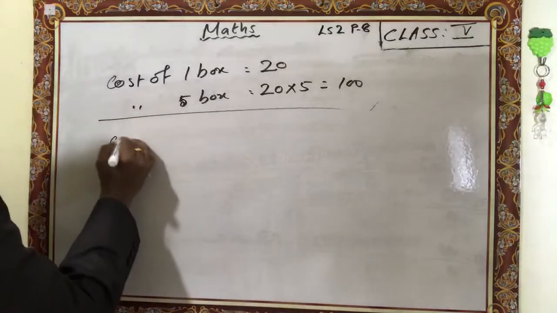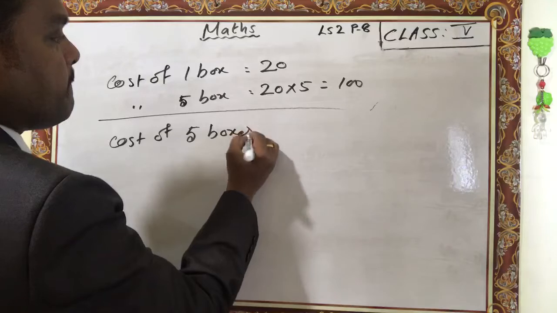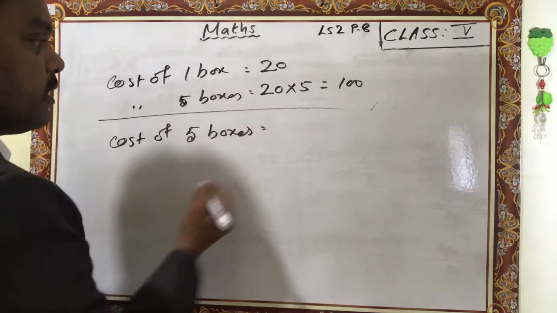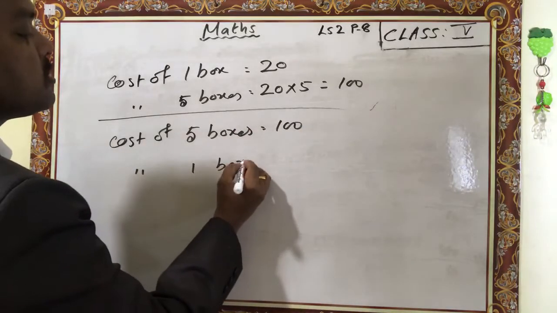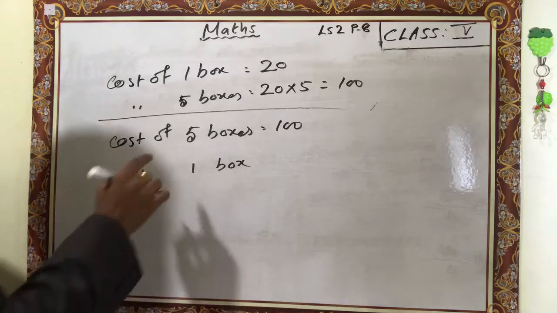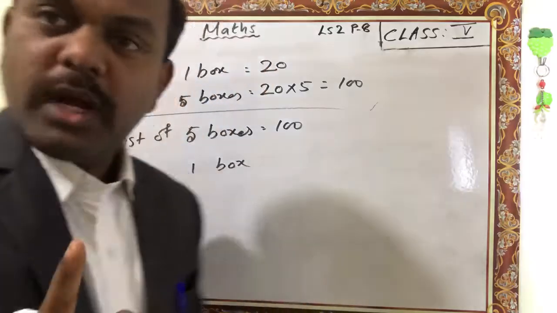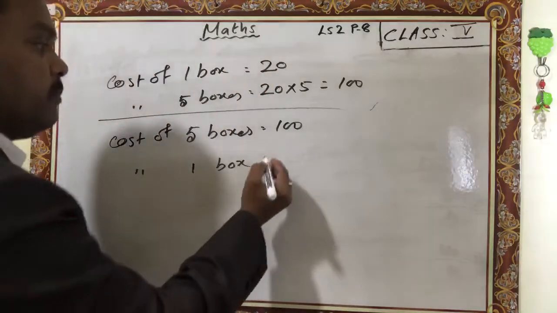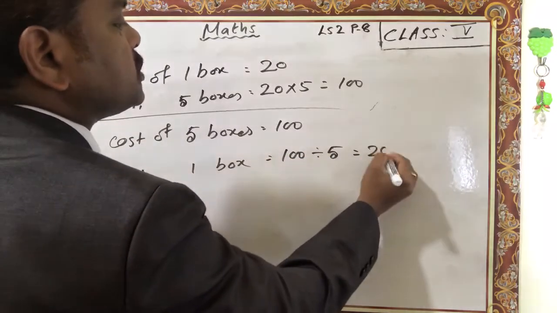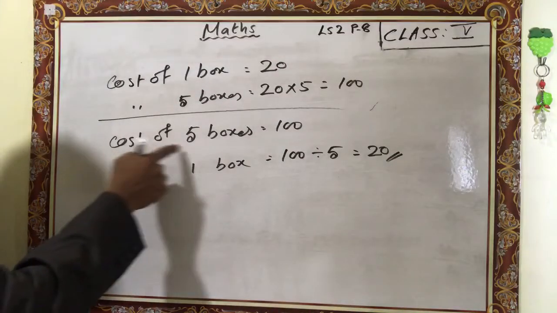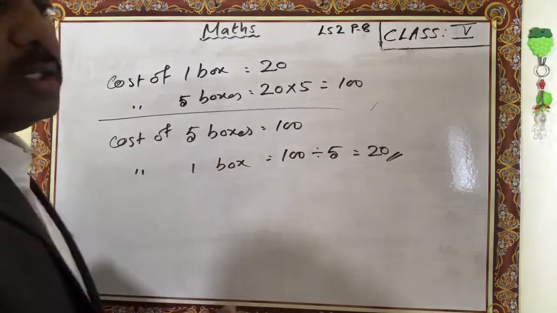Same question, but now the cost of 5 boxes is given: 100. What is the cost of one box? More objects are given, and the question is only one, so you have to divide. 100 divided by 5 is equal to 20. Understood? Cost of 5 boxes is 100 rupees; the cost of one box is 100 divided by 5, 20.